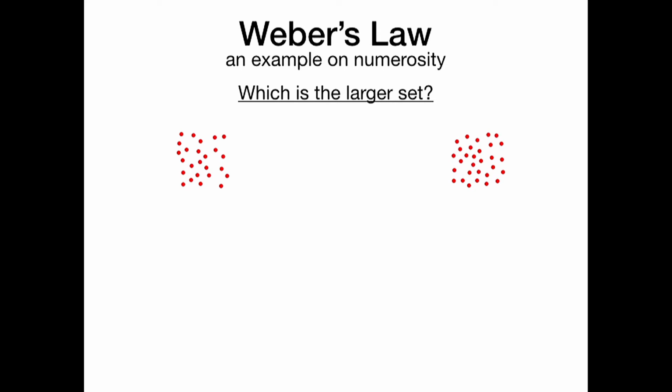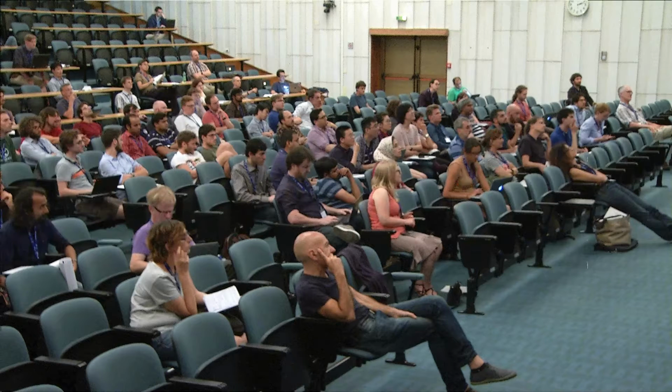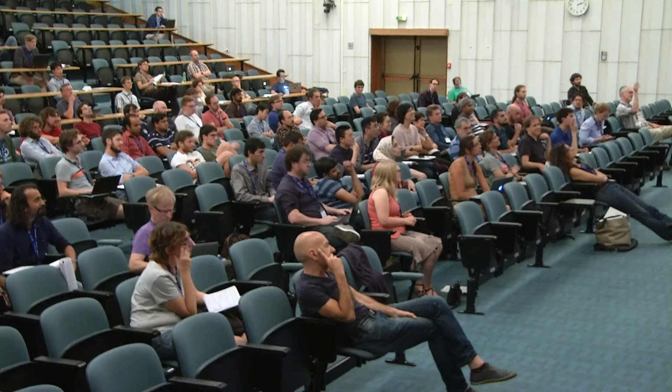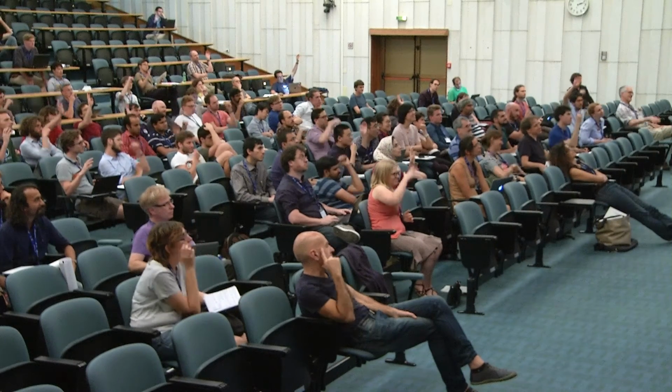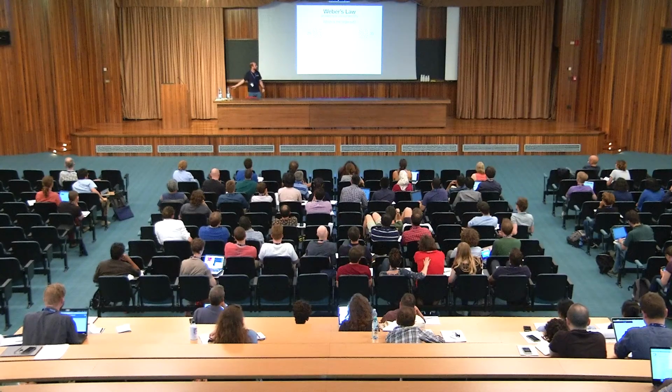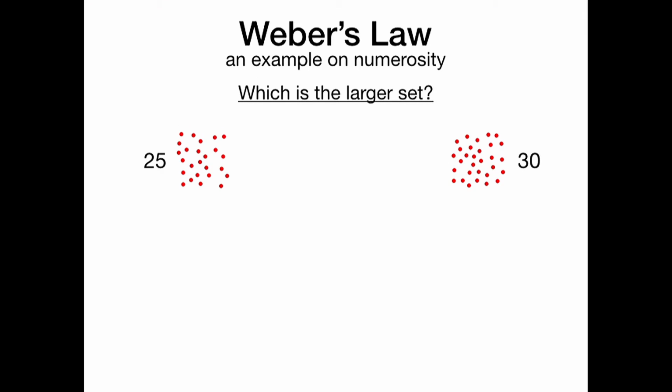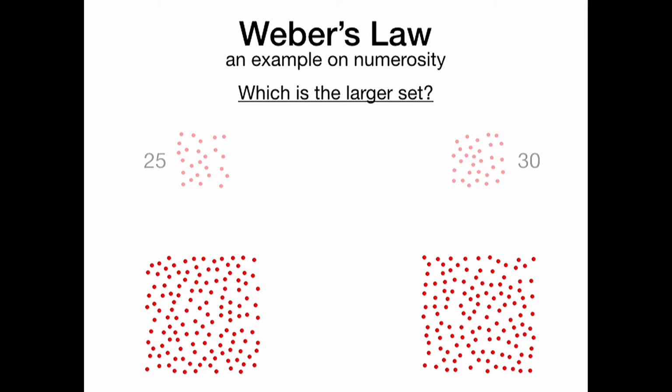So please raise your hand if you believe this is the larger set. And now raise your hand if you believe this is the larger set. Okay, everybody got it right. This is the larger set. Now again, a second experiment in which you again have to find the larger set. And these are the two sets.